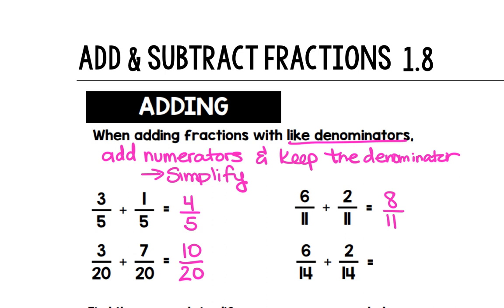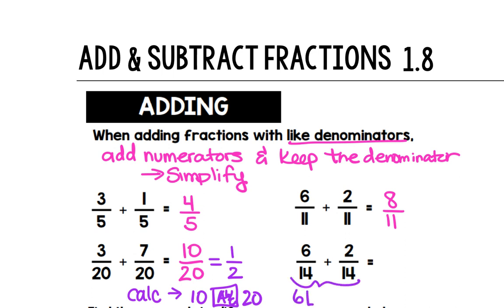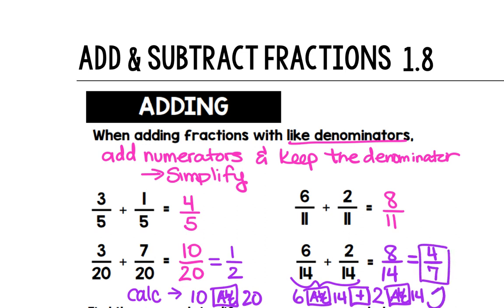If you're ever not sure if a fraction is simplified or not, in your calculator, plug in 10, use your ABC button, 20, and hit enter, and it will give you 1/2 as the simplified version. You can also plug the entire thing into your calculator, so this would be 6 ABC 14 plus 2 ABC 14, and that's going to give you 8/14. Your calculator is going to simplify that for you automatically to 4/7. So your calculator will bring you straight there.